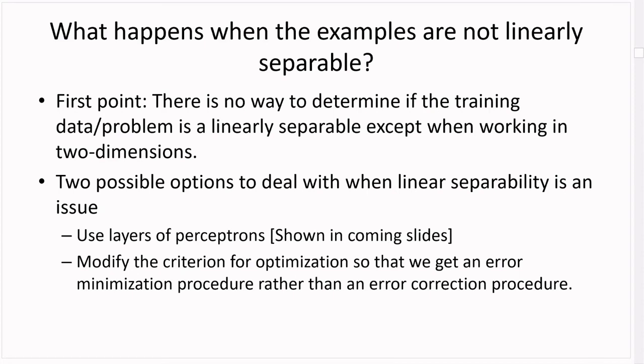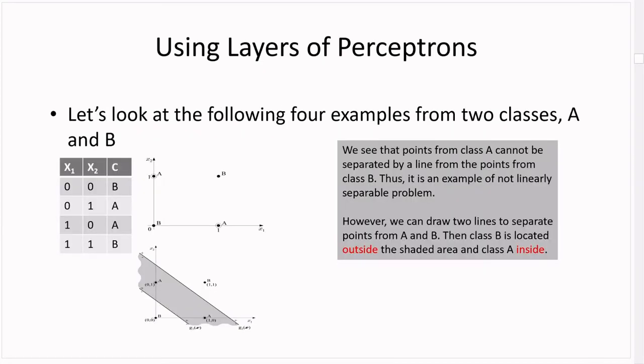So let's look at an example which uses layers of perceptrons to solve a problem that is not linearly separable. In this case, we are looking at an example which consists of 4 training samples, 2 from class A and 2 from class B. And the data in this case is purely binary data. If you look at this data, you can see that points from class A cannot be separated by a line from points from class B. So here is a problem which is not linearly separable.